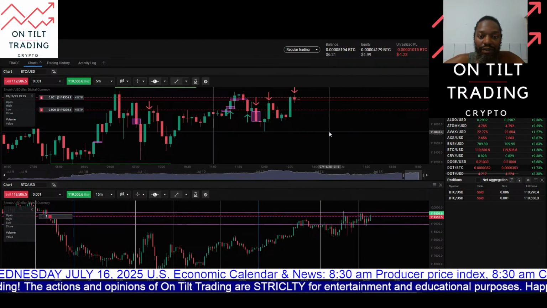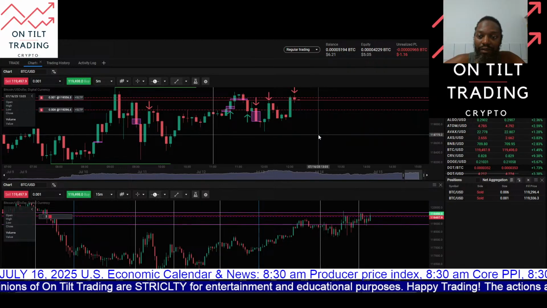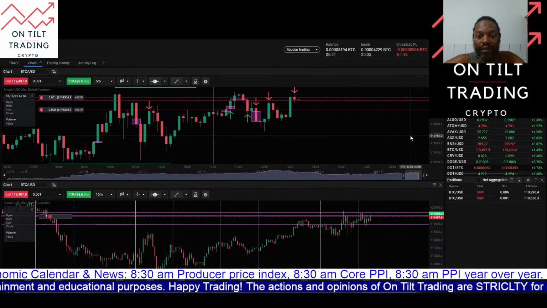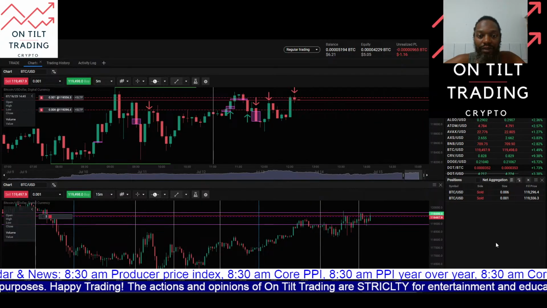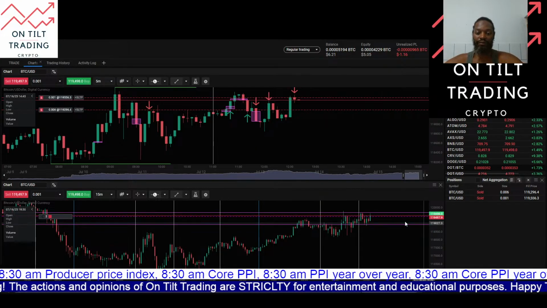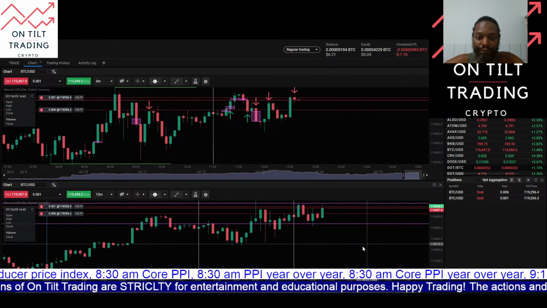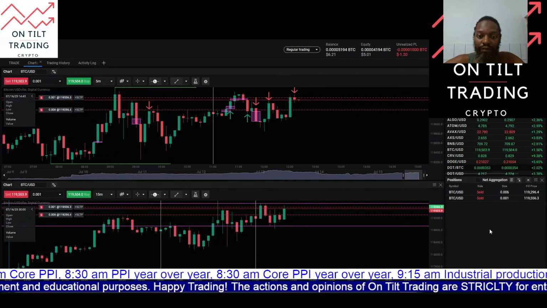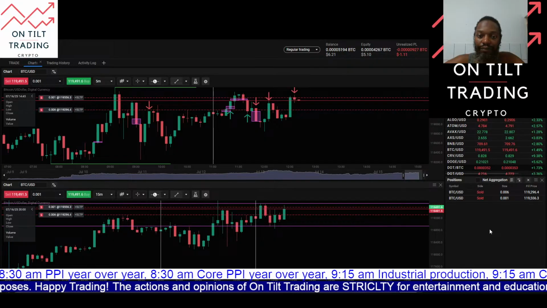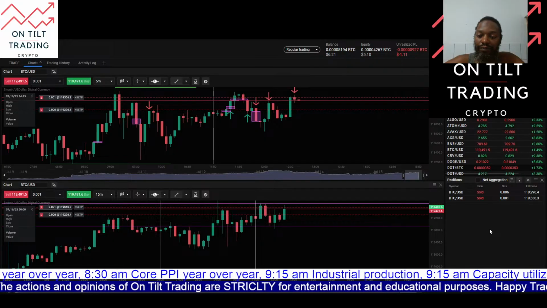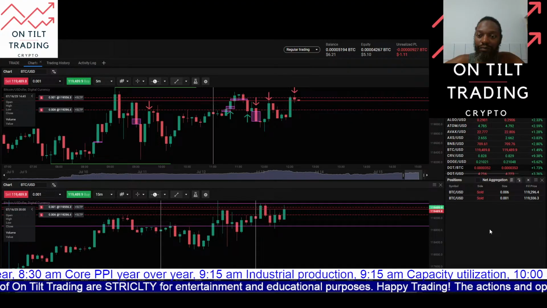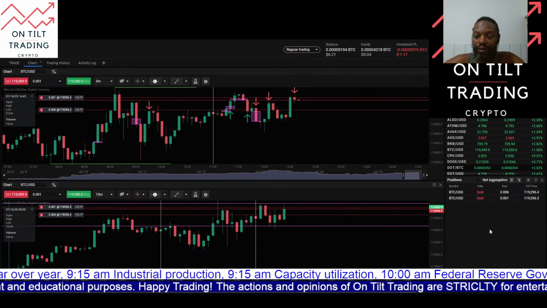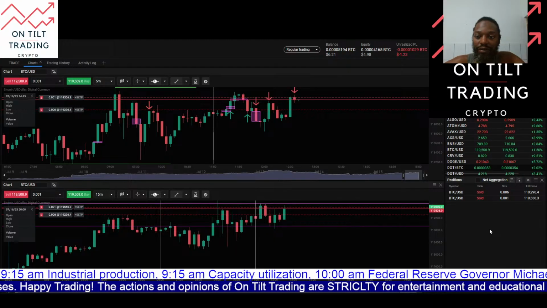119,500 being the level currently. Slight sell side delivery. Potentially some continuation here. Sell side delivery here, consolidation. Price still consolidating at the 119,500 level.